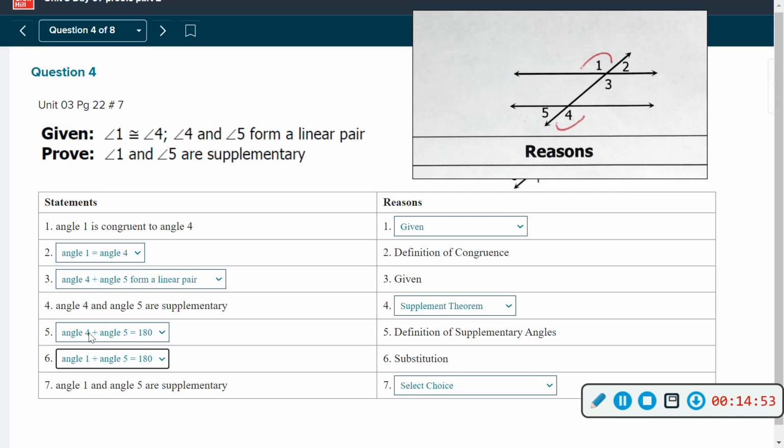And how did we do that? What happened from 5 to 6? We substituted 4. 4 turned into angle 1, and that was substitution.